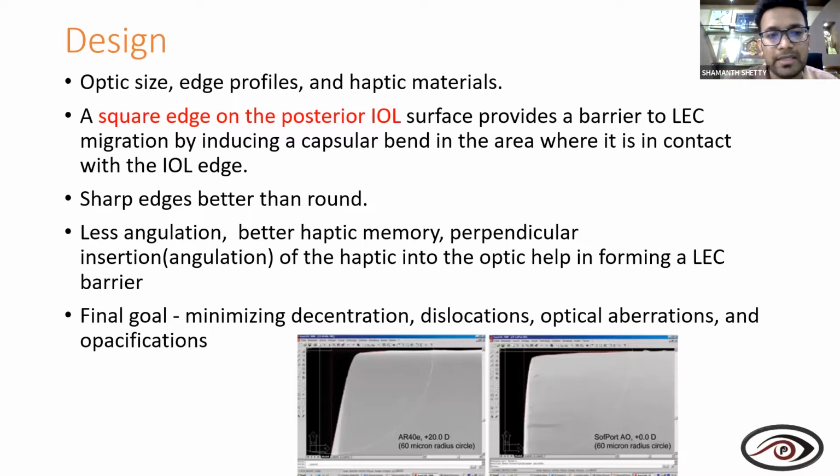Coming to the design, it basically depends upon the optic size, edge profiles, and the haptic materials. A square edge on the posterior IOL, or a sharp edge on the haptics, or a lesser angulation, provides a barrier against lens epithelial cells coming into contact with the IOL. So basically, our final goal will be to minimize the decentration, dislocation, or decrease the aberrations from the IOL.